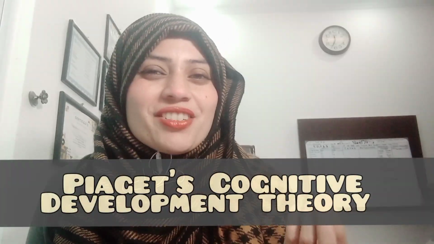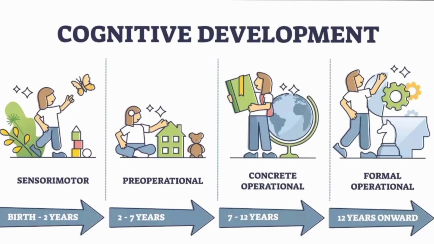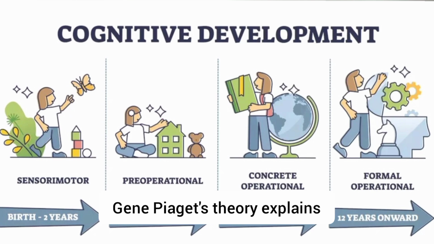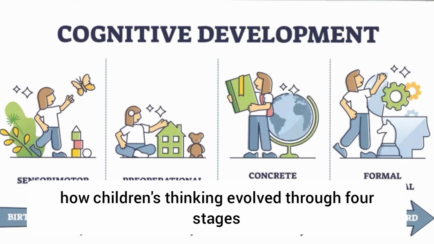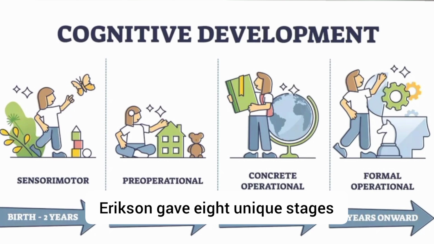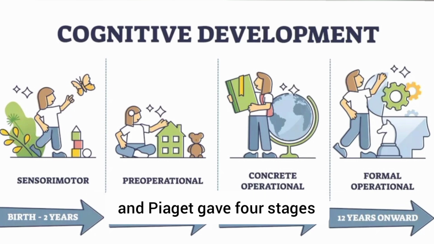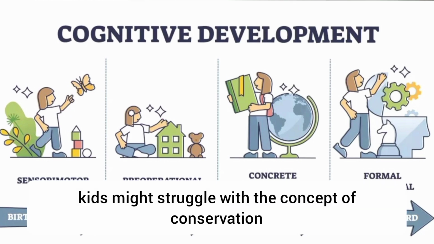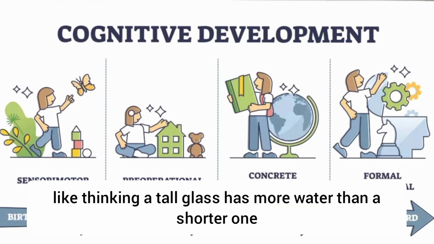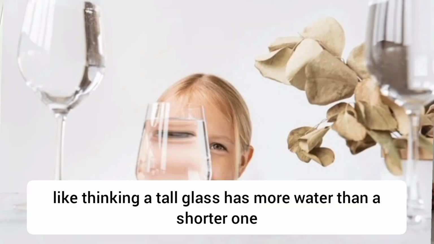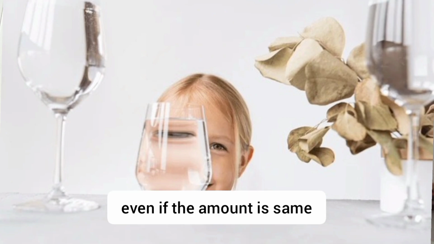Piaget's cognitive developmental theory. Jean Piaget's theory explains how children's thinking evolved through 4 stages. Yes, Erikson gave 8 unique stages and Piaget gave 4 stages. In the pre-operational stage, kids might struggle with the concept of conservation, like thinking a tall glass has more water than a shorter one, even if the amount is same.